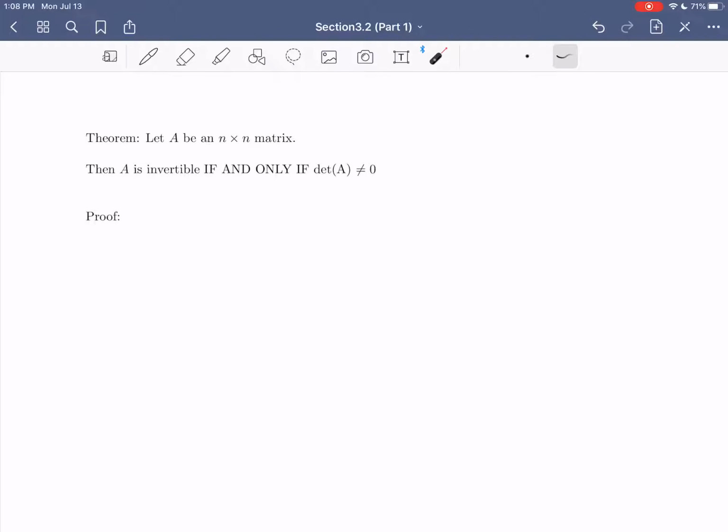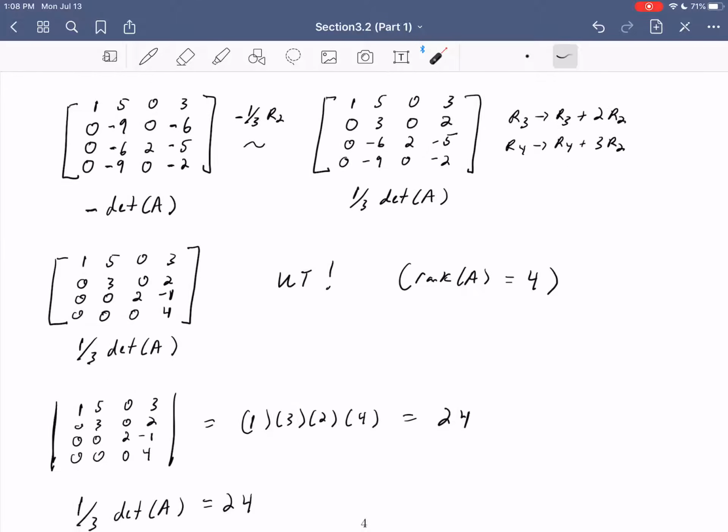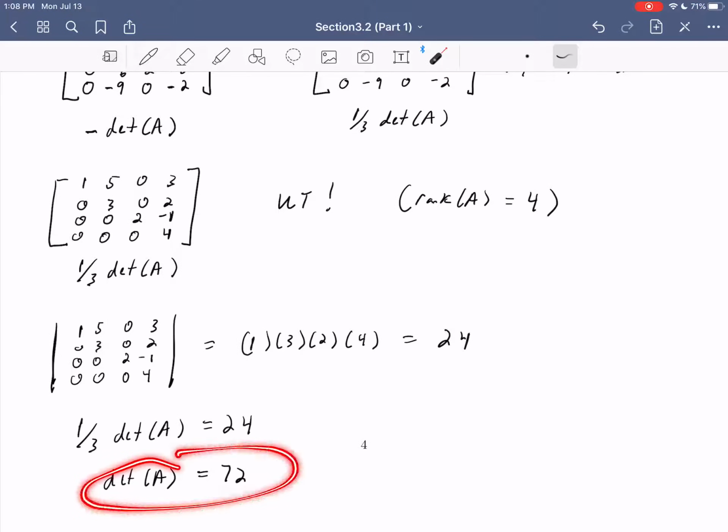Notice that if we applied this theorem back to here, we would be able to tell that since we got the determinant to be 72, which was non-zero, this must be an invertible matrix. Notice that that matches with what we said in the invertible matrix theorem, that a matrix is invertible if and only if its rank is full. And notice that the rank here was full. It was equal to the 4, which was the number of rows and number of columns. So this gives us another way of diagnosing which matrices are invertible and which are not.